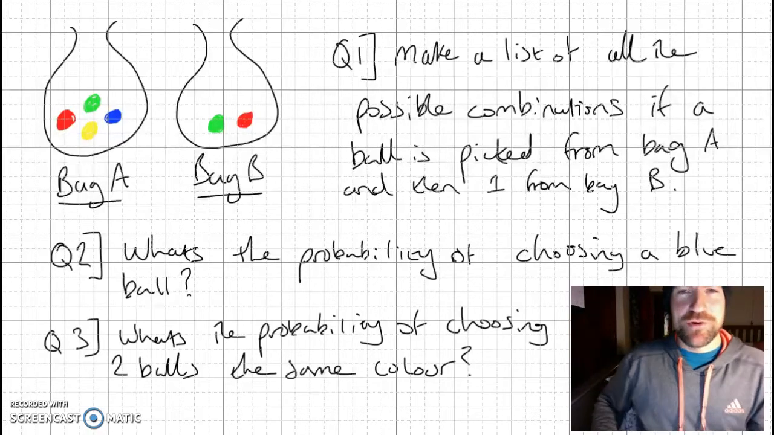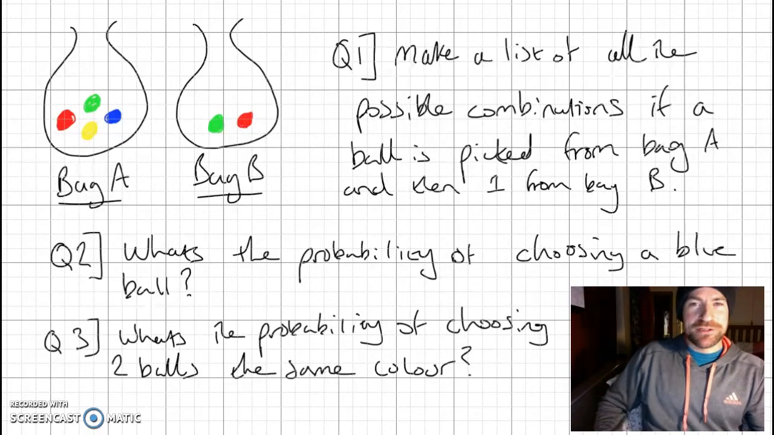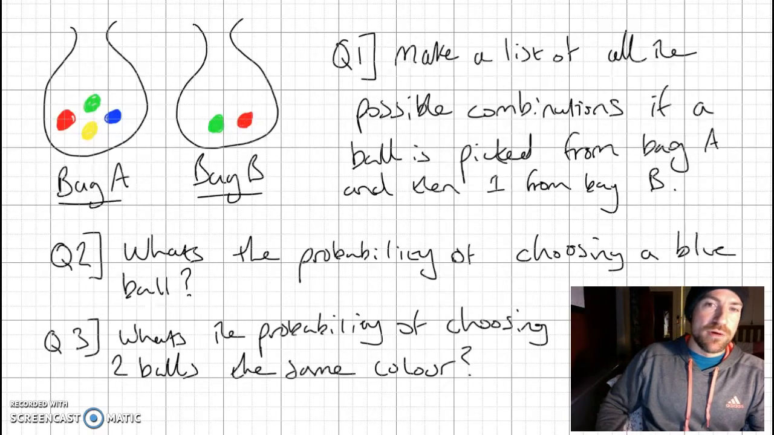So question 1. Make a list of all the possible combinations if a ball is picked from bag A and then another ball is picked from bag B. Question 2. What is the probability of choosing a blue ball?